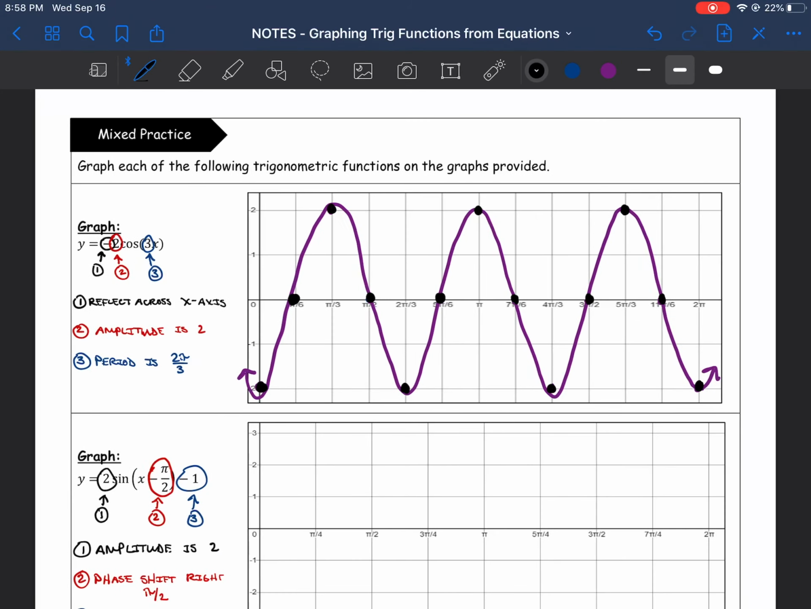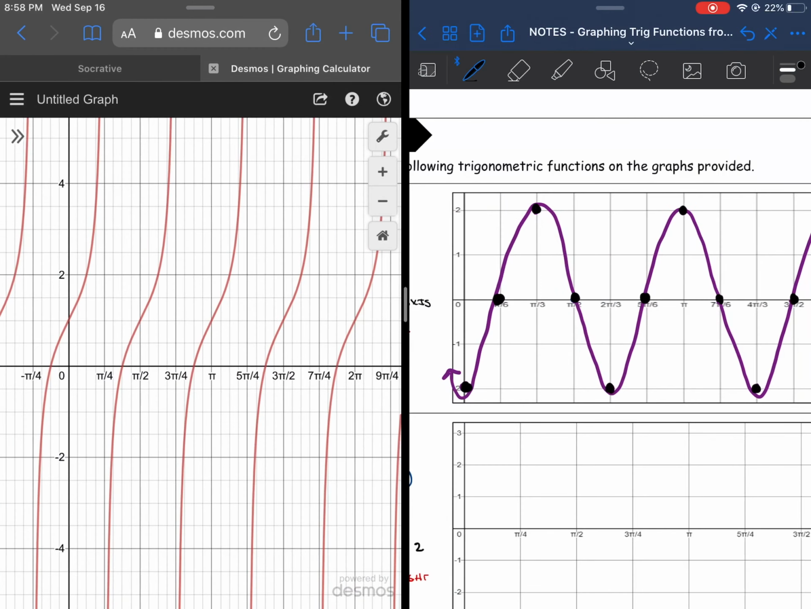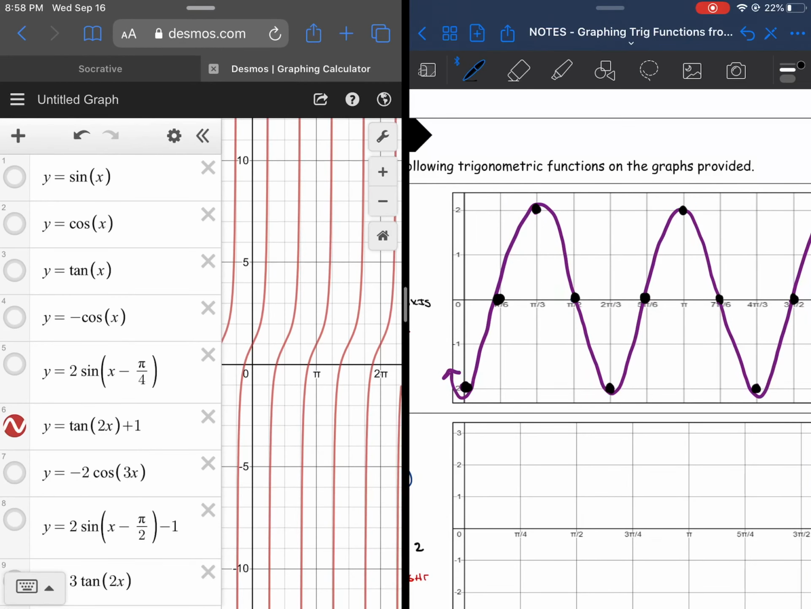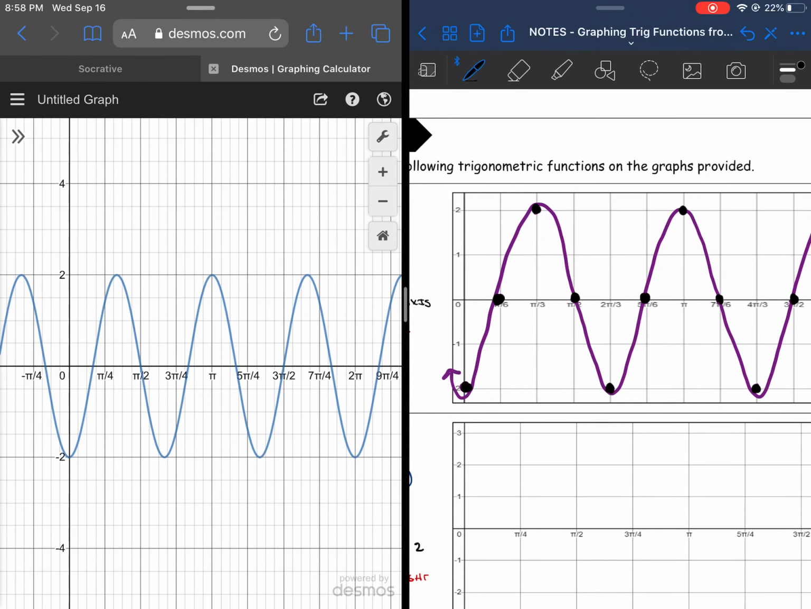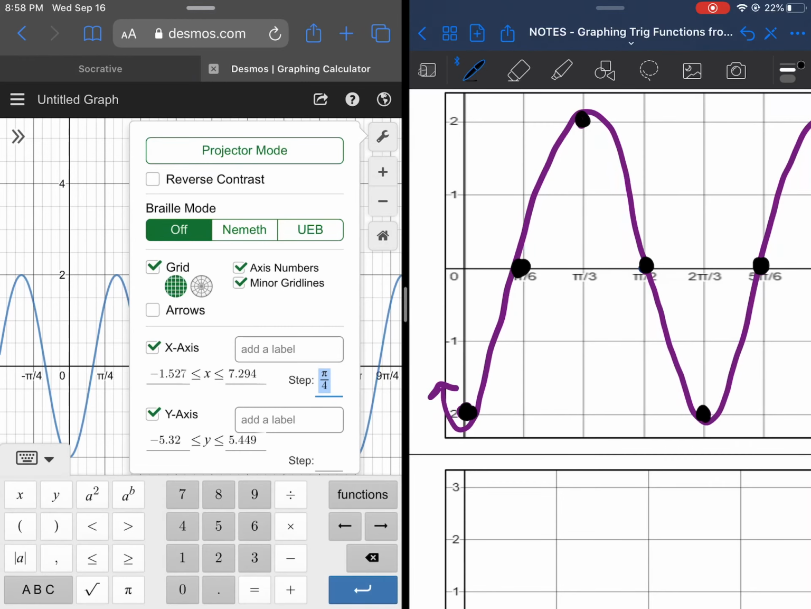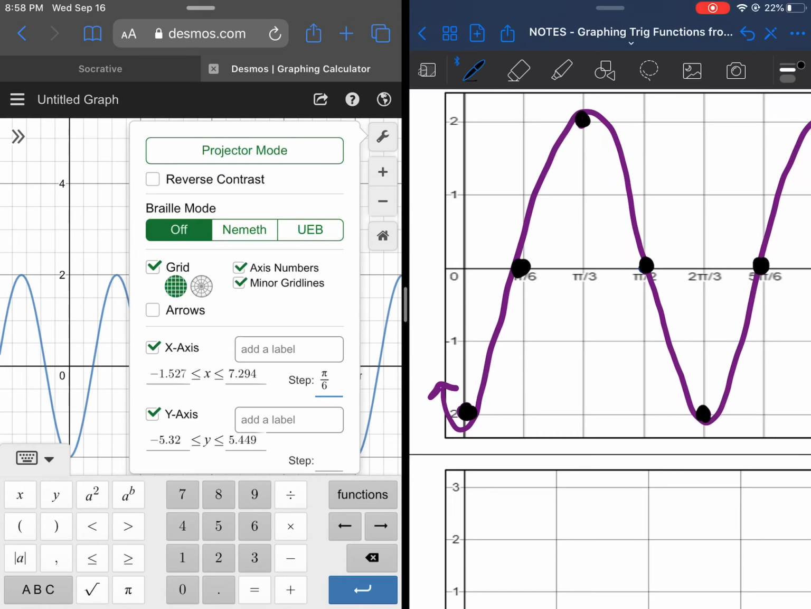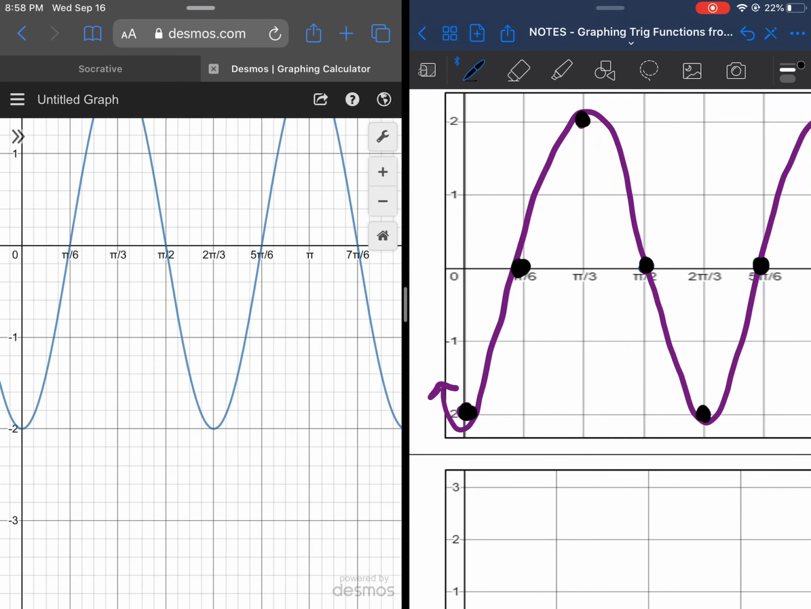Now, once again, let's go ahead and double check with Desmos just to make sure that we have accurate points. All right, so let's hide the function we were just working with. Let's reveal -2 cosine of 3x. And notice on our graph here, our step is by pi over 6. So let's change the step from pi over 4 to pi over 6, and let's see if we're getting some of these points that we really want.